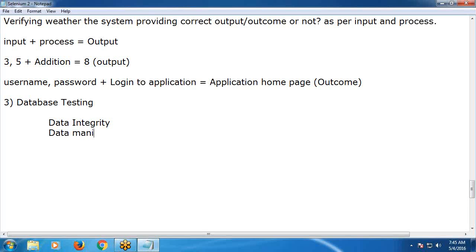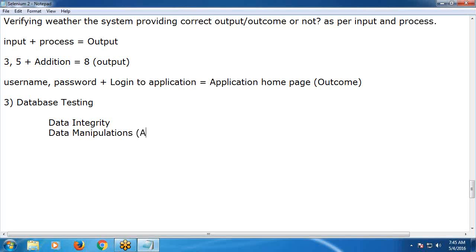Next, data manipulations. We generally manipulate data in real-time applications also, based on end users' transactions, based on customer transactions or users' transactions. Data manipulates. Data manipulations. Here there are 3 important operations. Mrinal, what are the 3 important operations for data manipulations?